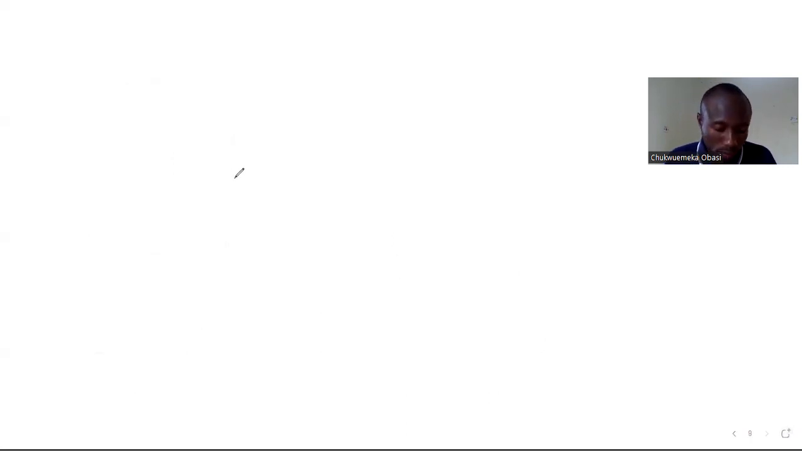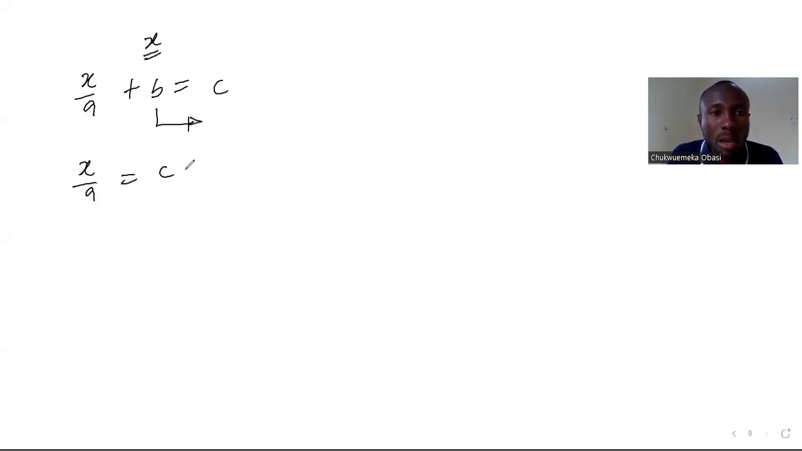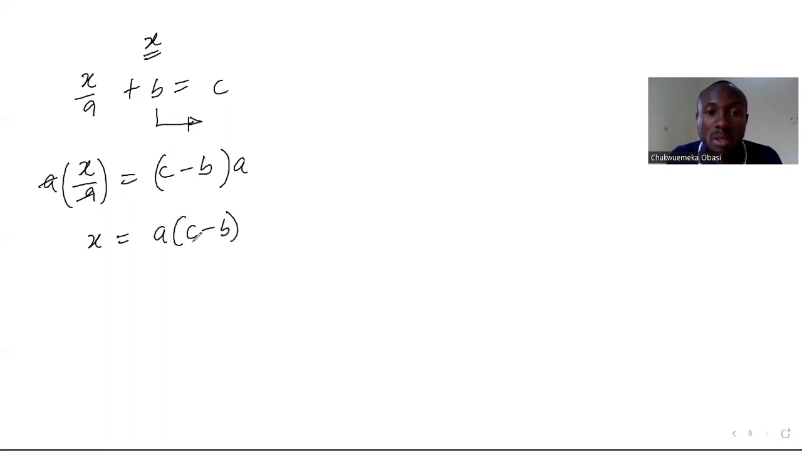Now, the next question is this. It says x over a plus b is equal to c. How do we make x the subject? We want to still make x the subject here. So what do we do? Take this guy to this side. So you have x over a is equal to c minus b. And I want to make x the subject, so I can multiply everybody by a here, so these guys cancel out. So x is equal to a into c minus b. You can leave your answer like this. In this case, x is still the subject of the formula.